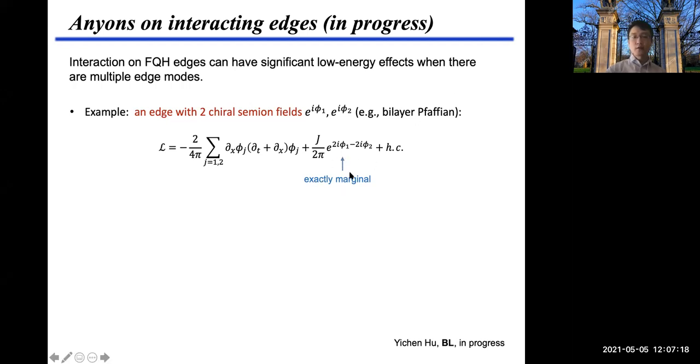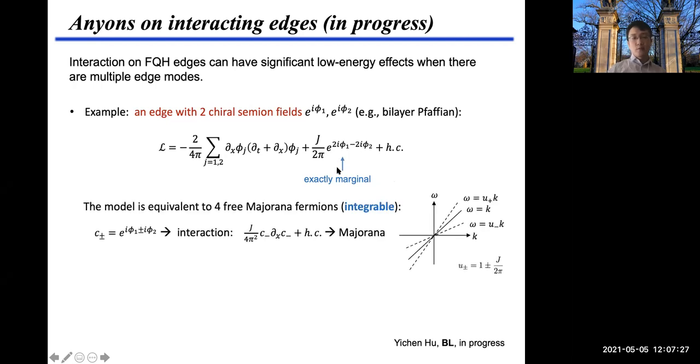This interaction, if you count the scaling dimension, is exactly marginal. It's straightforward. It's just a hopping of charge between the 2 edges. And this model is also integrable. It's equivalent to 4 free Majorana fermions. The idea is that you could define a complex fermion in terms of two complex fermions in terms of these fermion fields. And you could check the scaling dimension gives you the definition of a fermion. And this maps the interaction into a p-wave pairing term of the c minus fermion. So this converts the c minus degree of freedom into 2 Majorana fermions.